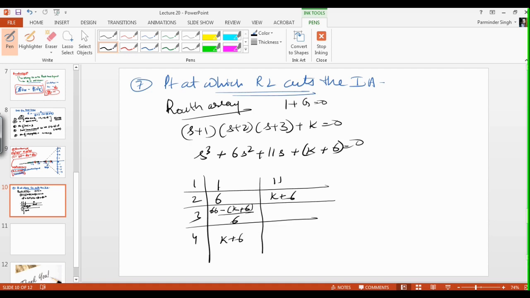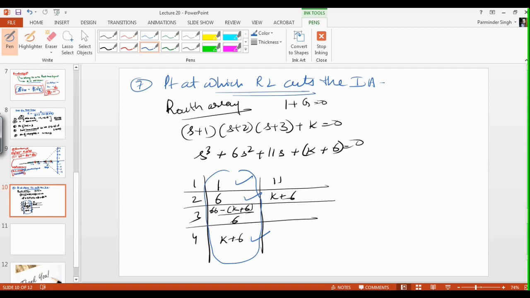Now look at these values. For the system to be stable, all these should be positive, right? This is positive, this is positive. Obviously k is always positive, so this is positive. We have a doubt over here, that is 66 minus this. For unstable this should be negative, for stable it should be positive. Let's equate it to 0. Equal to 0 means it is on the verge of either stable or unstable.